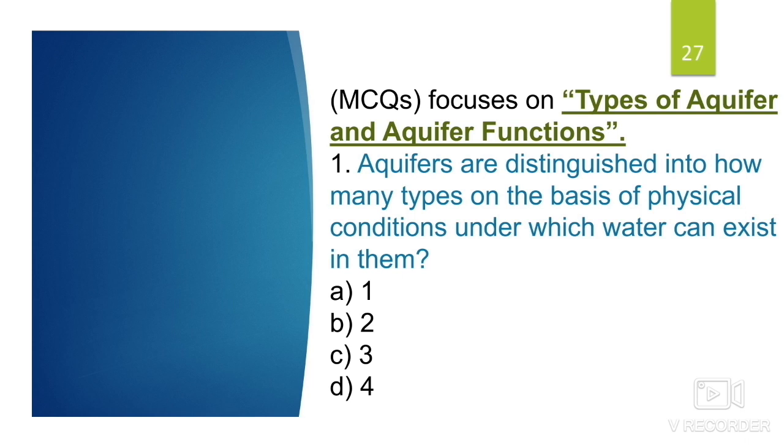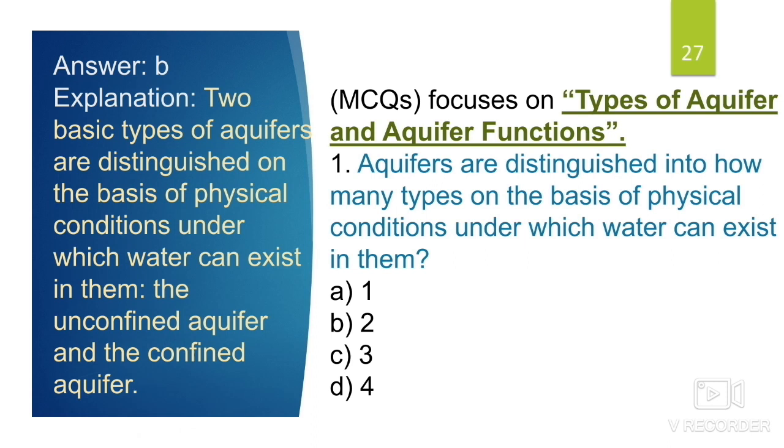Okay, so the first question that deals with the aquifers: aquifers are distinguished into how many types on the basis of physical conditions under which water can exist in them? The options here are 1, 2, 3 or 4.